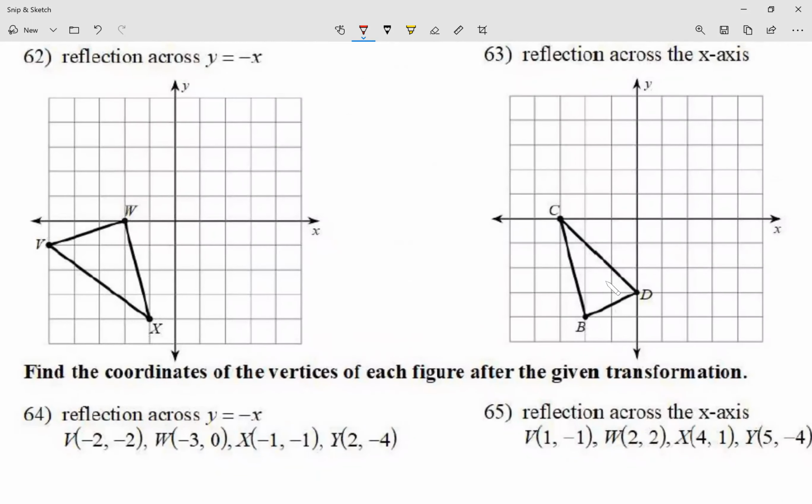Let me draw the line y equals negative x. I'm going to reflect it across the line y equals negative x. Remember, the slope is -1. We learned back in Algebra 1, that line is this one right here. That is the line y equals x. Now I can reflect things two different ways. One, I'm going to count the distance.